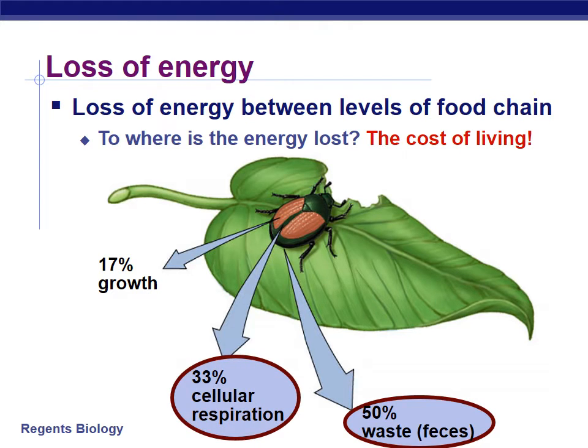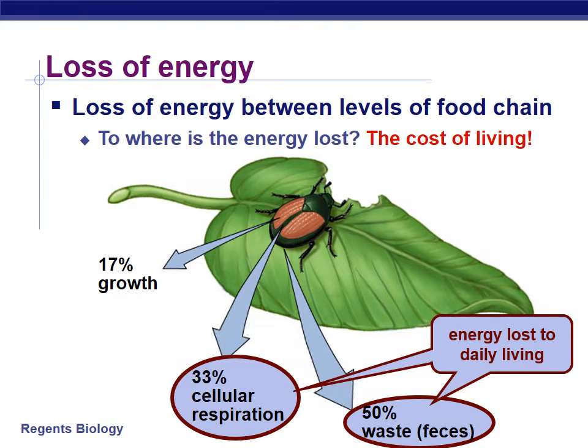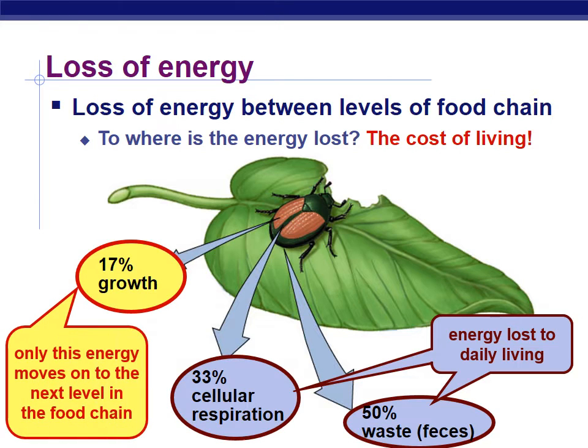Another 33% of that energy is wasted in cellular respiration. Cellular respiration, that process of making ATP, is not perfectly efficient. You do lose quite a bit of energy during that process. Those are the energy losses to daily living. So only about 17% of all the energy that you get is actually used for growth, and that is the energy that can move on. The vast majority of energy in an organism is lost to the environment and does not move on to the next level in the food chain.